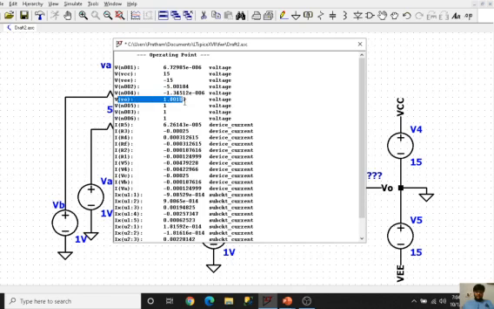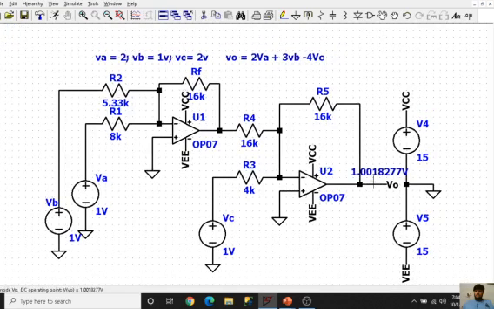Yeah, 1.00183. So this is the output. Yeah, there we go. So let's move this. You can move this anywhere, just make sure it is nearer to VO. So there we go, the output is 1.001827 volts. So this is the design of a linear equation solver.